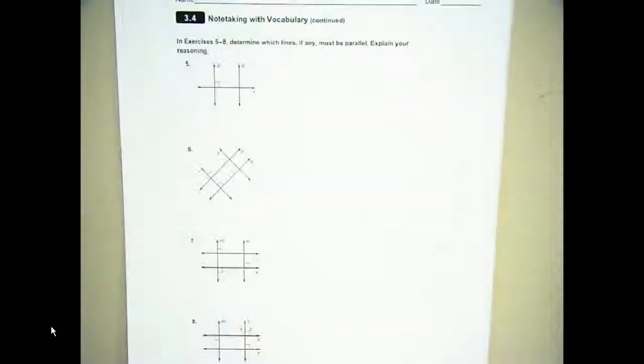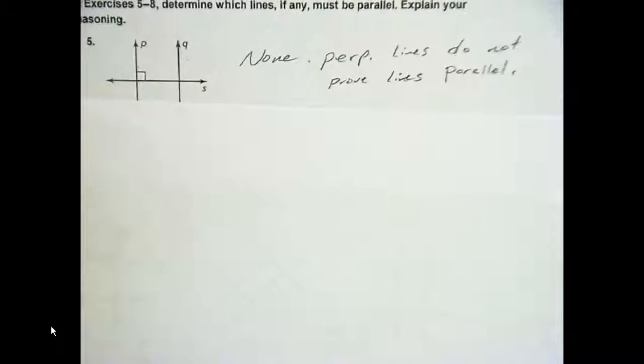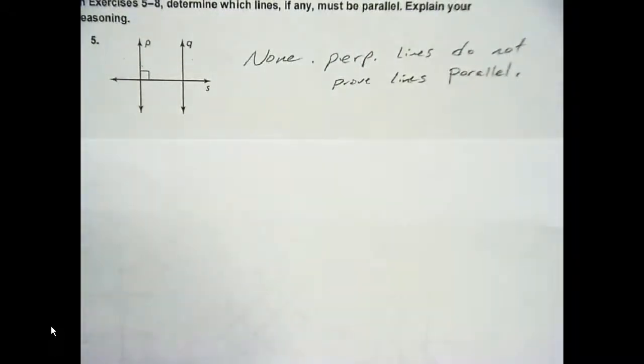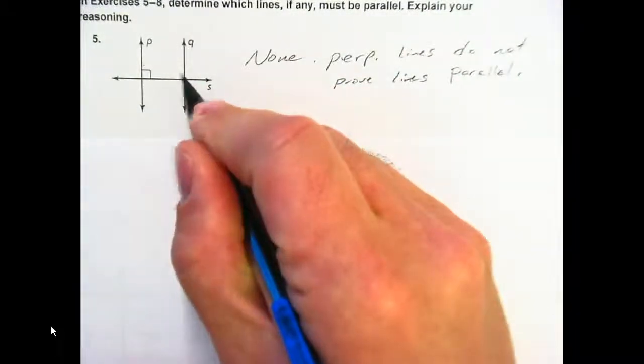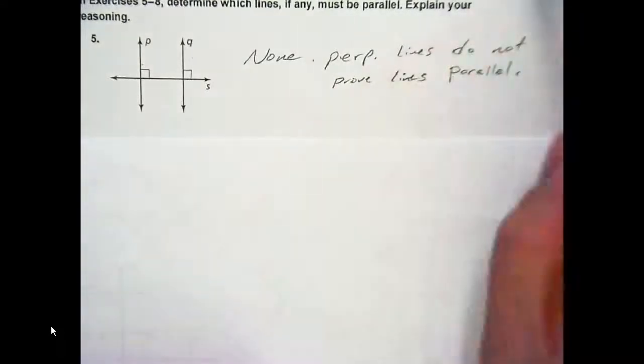Number 5, parallel? I'm going to say none of them are parallel because perpendicular lines do not prove parallel lines. In order for us to show that they're parallel, as one of my students said just a minute ago, you'd have to have a right angle marking there as well.